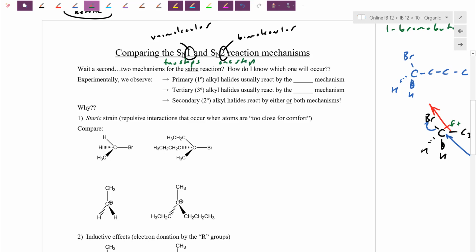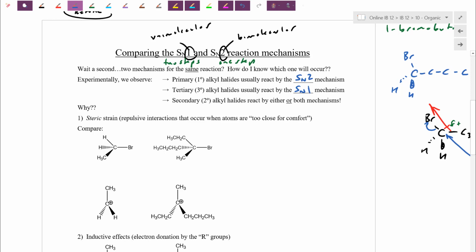So, wait a second. 2 mechanisms for the same reaction? How do I know which one is going to occur? Yesterday, we ended off with the phrase here, Sn1 generally are faster than Sn2, even though relatively speaking, in step 1, it's not common for the halide to just up and leave. Comparing Sn1 against Sn2, usually if something is a primary alkyl halide, if it's carbon attached to one other carbon, usually these react via an Sn2 mechanism, while a tertiary typically reacts using an Sn1.